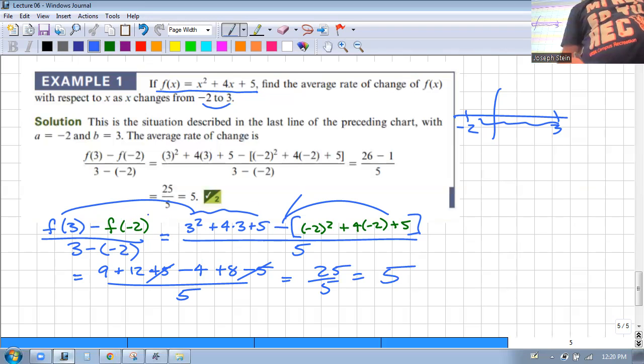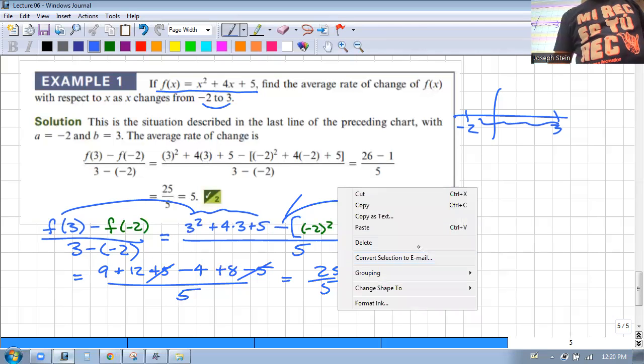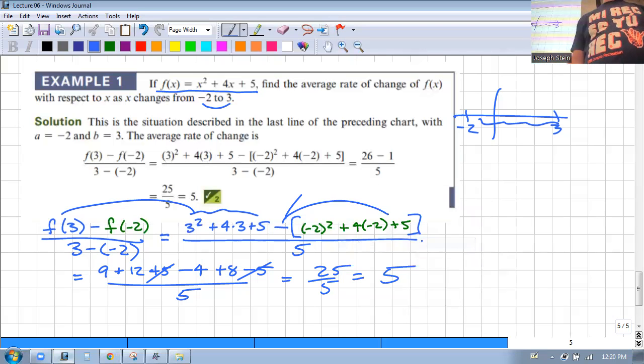Now, this stuff up here was in miles, and down here, the time was in hours. So the average is 5 miles per hour. Okay, well, that was a different example. If it was hours and those were in miles, it would be in miles per hour. Here, they're just talking generically, so we don't have units. So that's the average rate of change of F from -2 to 3.